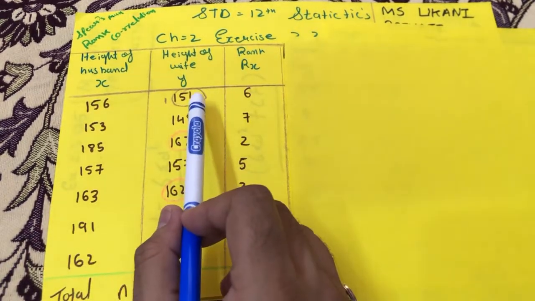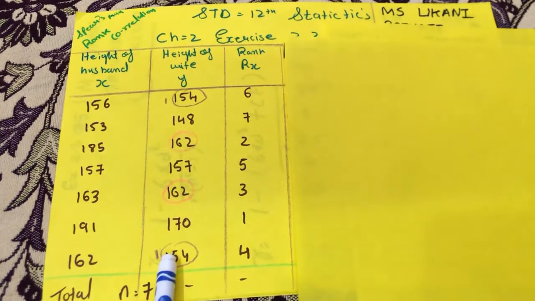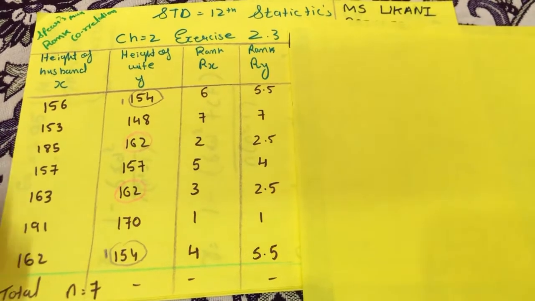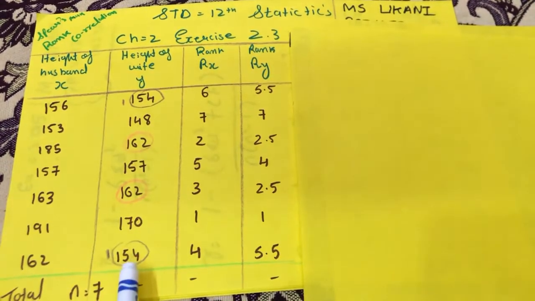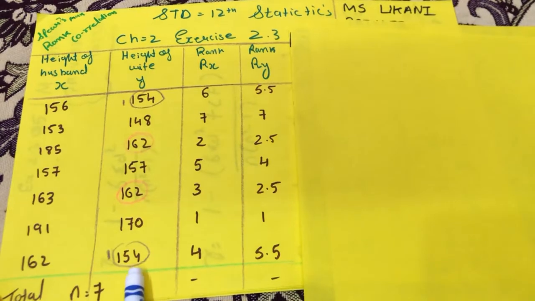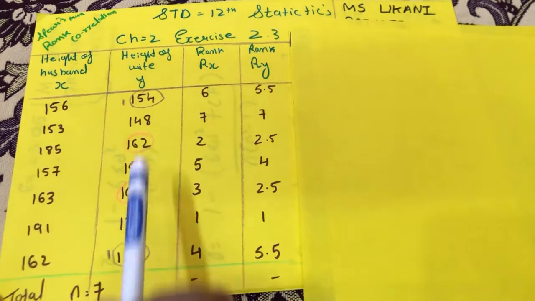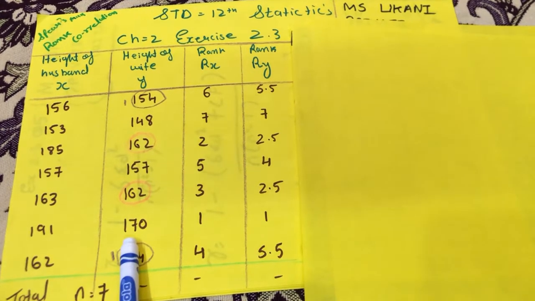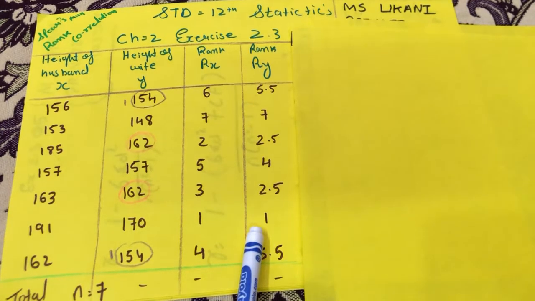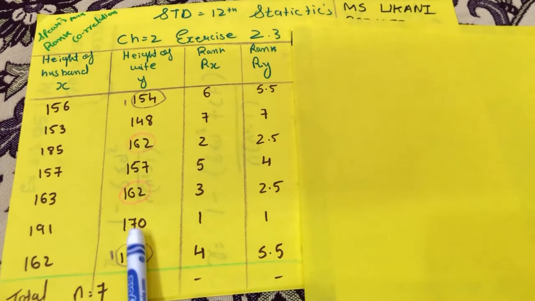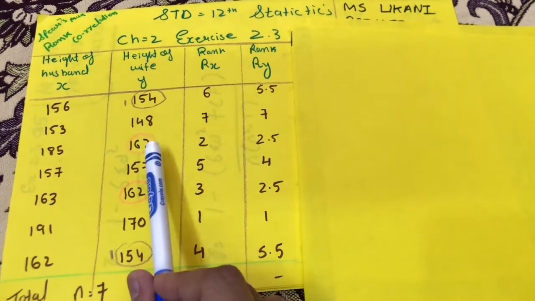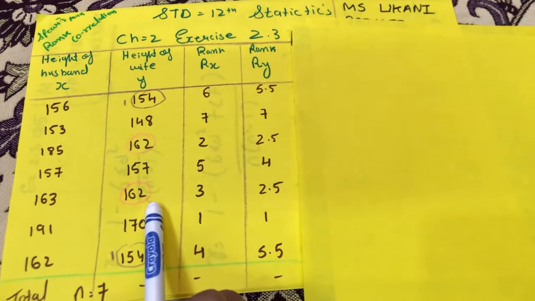Now we will give the rank Ry from column Y. Okay, so let us give the rank Ry. Let us observe the biggest number from the column Y. So here 170 is the biggest one. So 170 will be given rank 1. Now the number smaller than 170 is 162. But 162 is repeated 2 times.